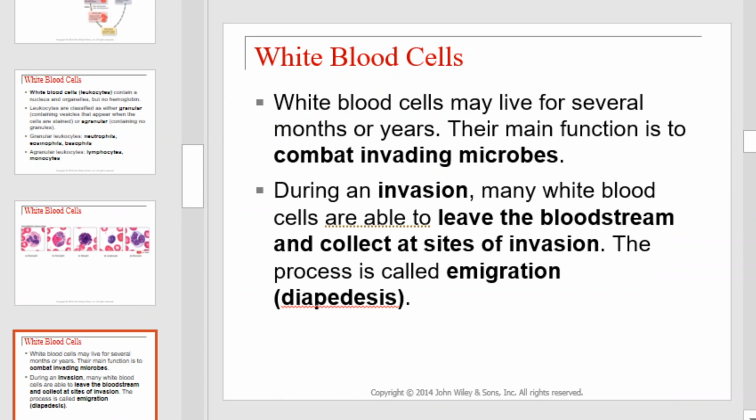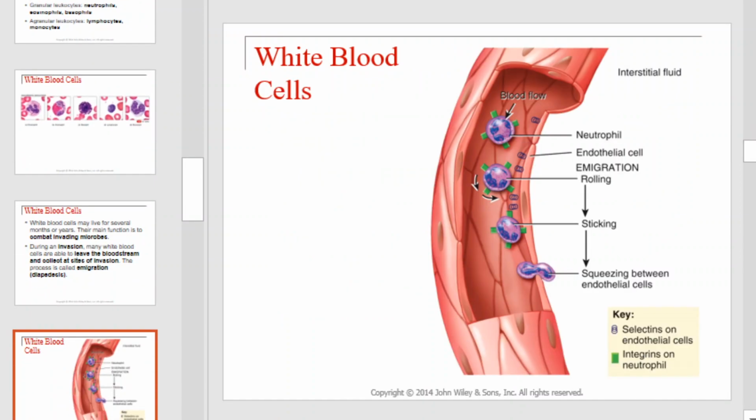White blood cells may live for several months or years. Their main function is to combat invading microbes. During an invasion, many white blood cells are able to leave the bloodstream and collect at sites of invasion. The process is called emigration or diapedesis. This is an illustration of diapedesis.